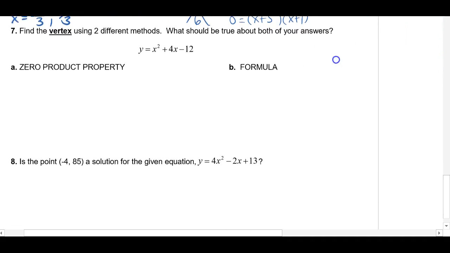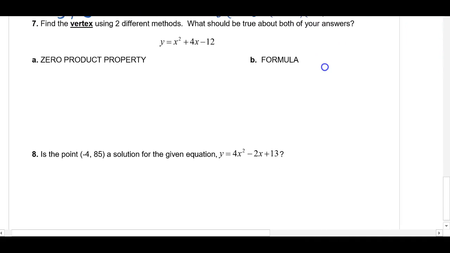Okay, so now the last couple here, our last problem, number 7. We're going to use this equation, and we're going to find the vertex using two different methods. First of all, what should be true about both answers? Well, I think we all know that they should be the same, right? Okay, so let's use the zero product.